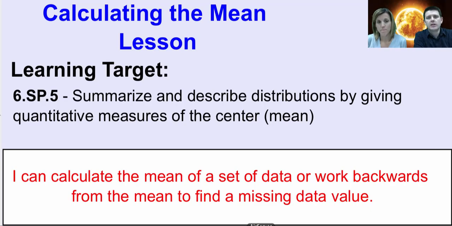This one is on calculating the mean. Another name for mean is finding the average. But here's your learning target, 6SP5. Summarize and describe distributions by giving quantitative measures of the center. That's a whole mouthful of what we're going to be talking about.